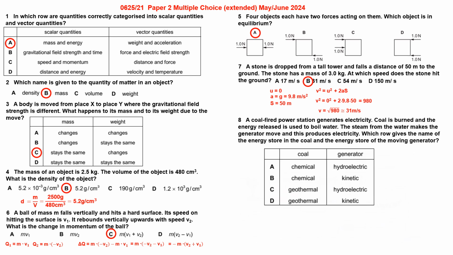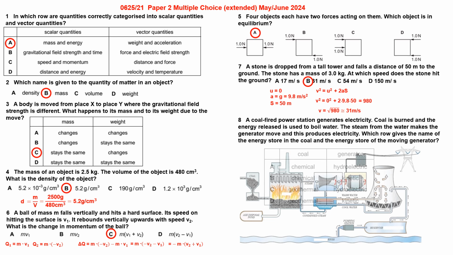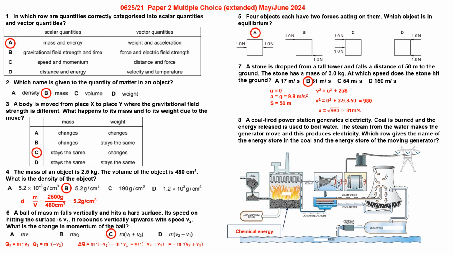When coal is burned, the chemical bonds within its molecules are broken, releasing energy in the form of heat. The energy stored in coal is known as chemical energy. As the water boils, the steam produced causes the generator to move, transforming the steam's energy into kinetic energy, which is the energy of motion.